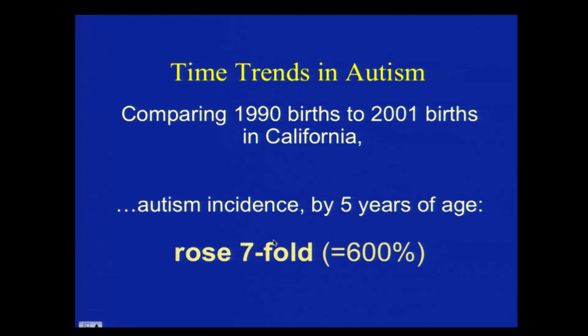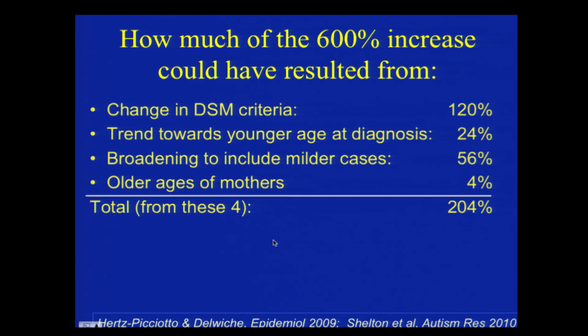We have a system of regional centers that provide services. And we found that the autism incidence up to 5 years of age, from the 1990 births to the 2001 births, actually rose sevenfold, which is a 600% increase.